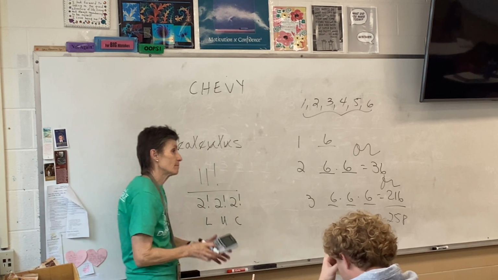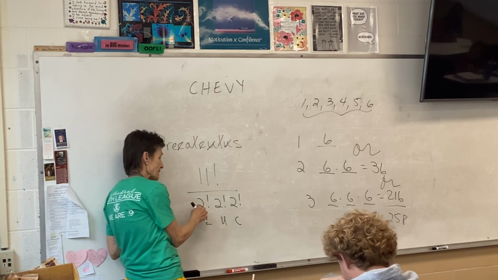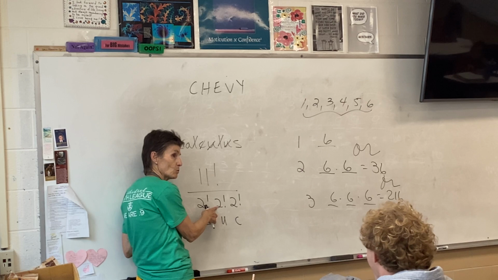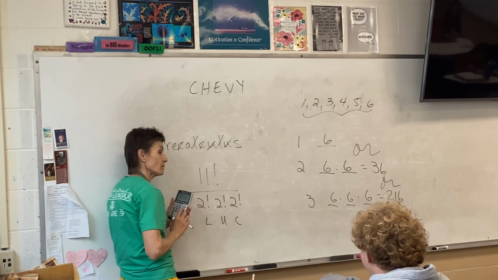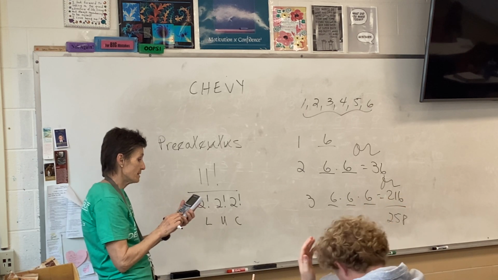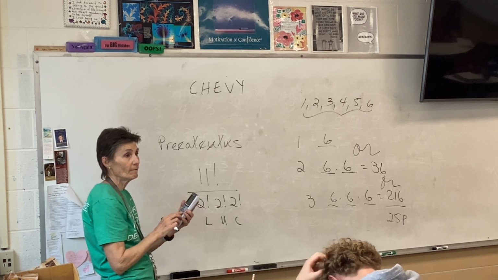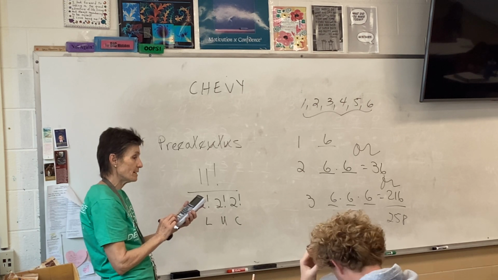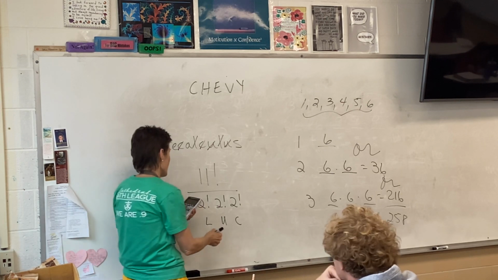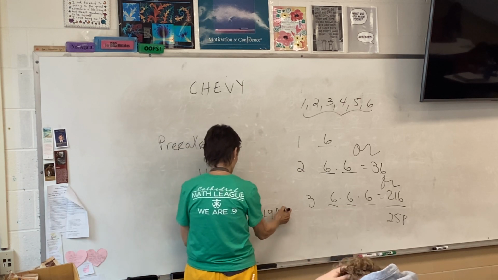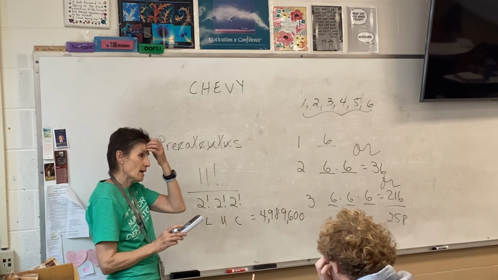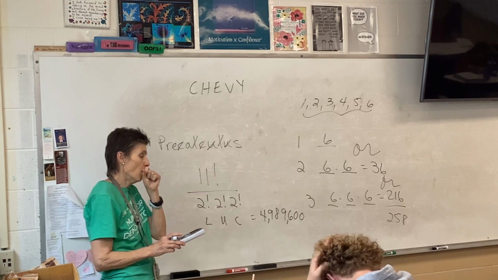Alright, let's type this in. As I was writing this down, did you hear me say divided by 2 factorial, divided by 2 factorial, divided by 2 factorial? That's the way you're going to type it in. So you're going to type 11 factorial divided by 2 factorial divided by 2 factorial divided by 2 factorial. And your answer should be 4,989,600.